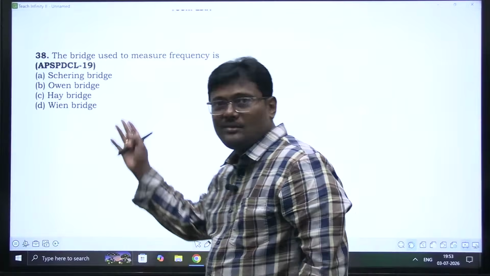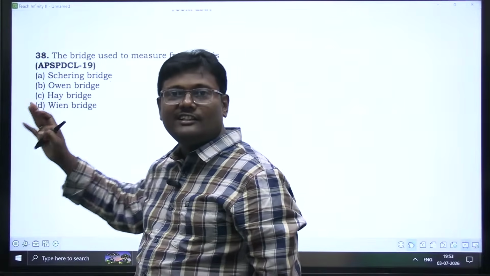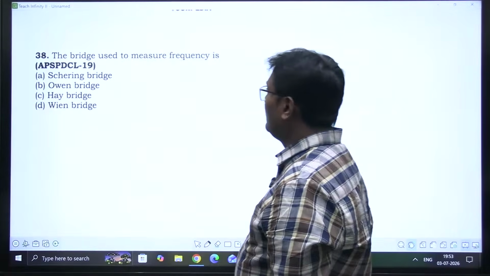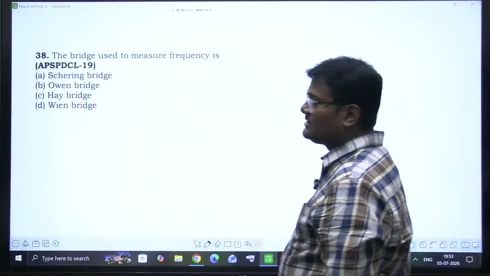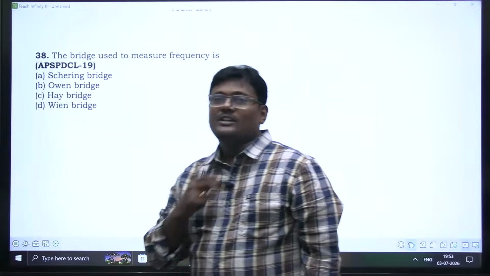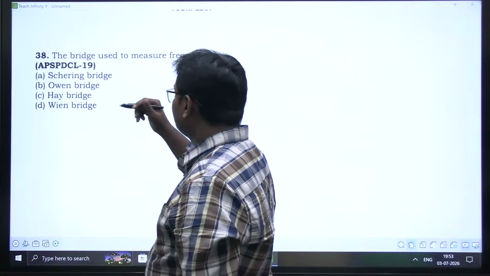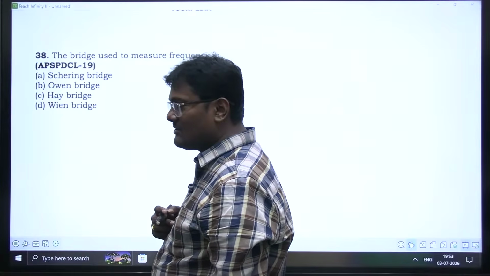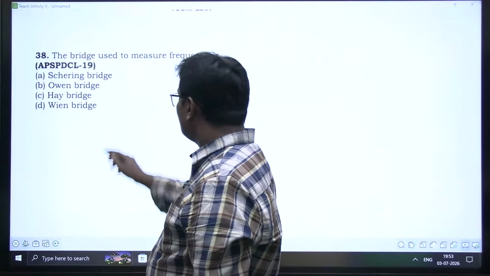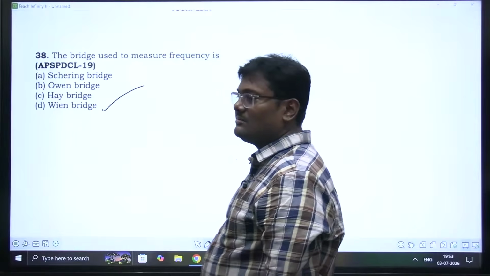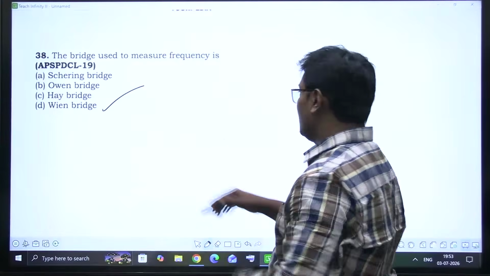See here, in AP SPDCL 2019 also, the bridge is used to measure the frequency. See how many questions. Frequency. Just now we discussed Wien bridge. Wien bridge is used to measure the frequency.